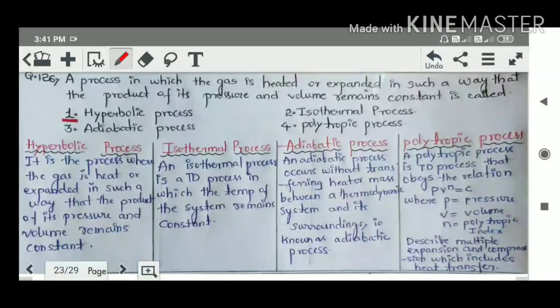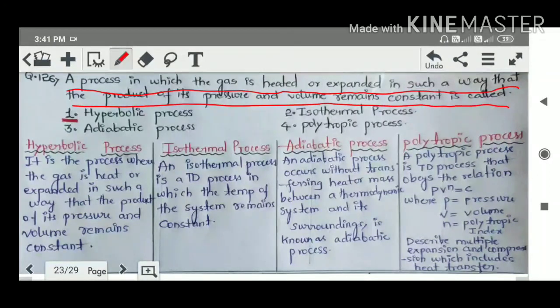Okay friends, let's move on to question number 126. A process in which the gas is heated or expanded in such a way that the product of its pressure and volume remains constant is called: the options are hyperbolic process, isothermal process, adiabatic process, polytropic process. Okay friends, first we will see what is hyperbolic process. Hyperbolic process is the process where the gas is heated or expanded in such a way that the product of its pressure and volume remains constant.